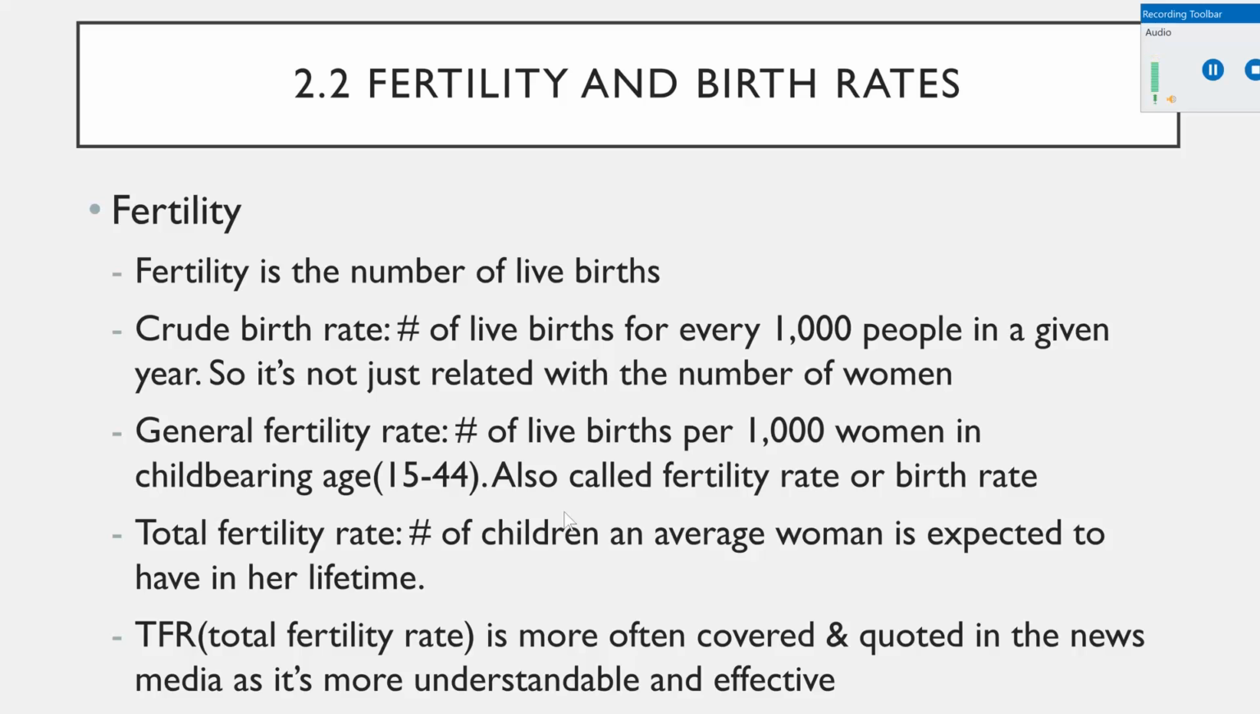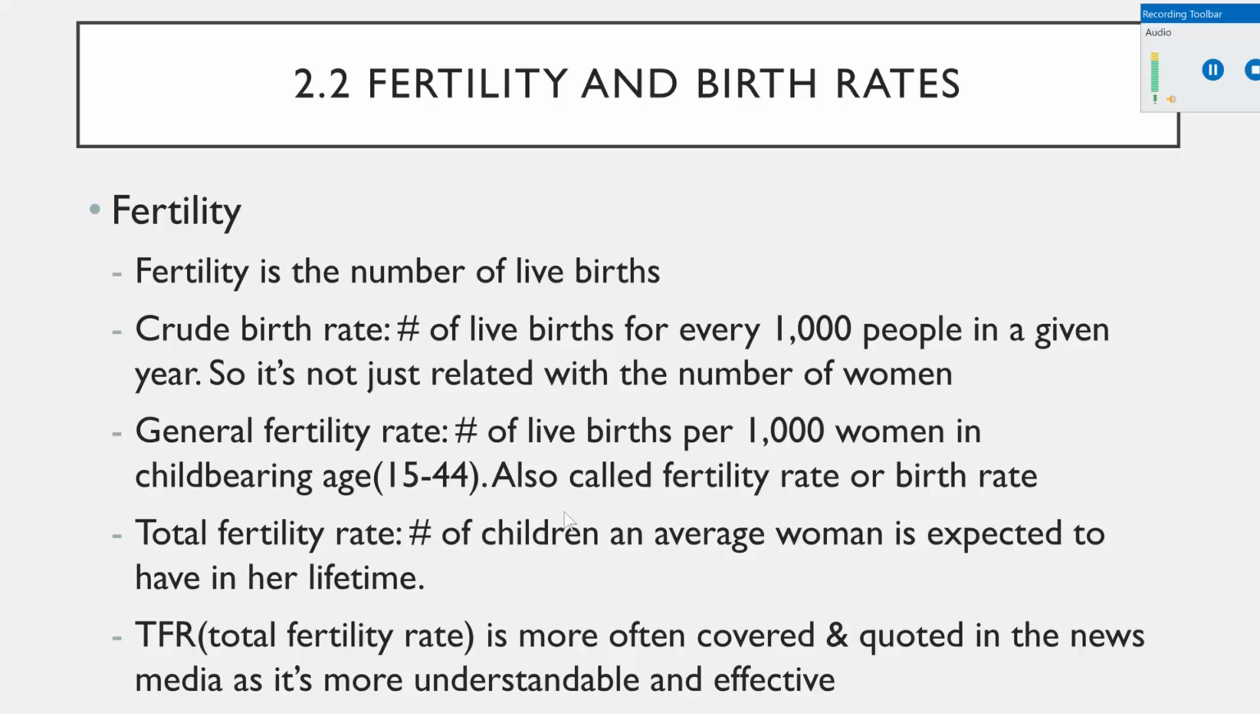In the general fertility rate, GFR, this is the number of live births per 1,000 childbearing age women, where they are 15 through 44 years old. Because we account for the childbearing age and the gender, we can see this is a general level of fertility, the number of live births per 1,000 women who are in the active reproduction age. TFR, the total fertility rate, is the number of children that an average woman is expected to have in her lifetime.